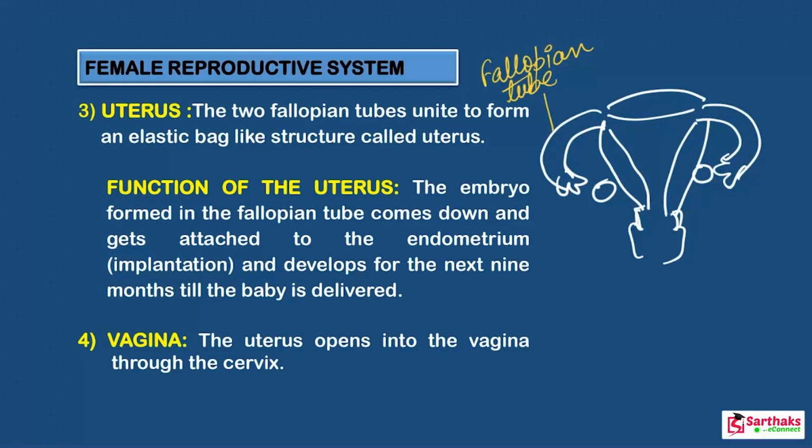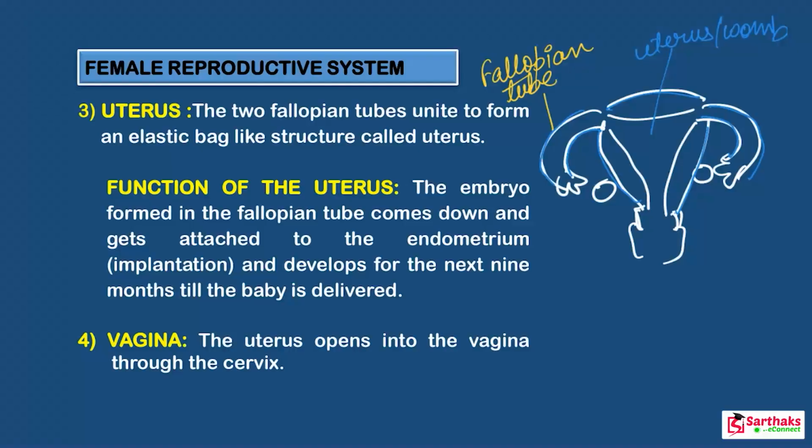Now the next step is the uterus. The two oviducts connect to a bag-like organ. Look at this diagram. These are the two oviducts. Now these two oviducts connect to a bag-like organ, and this organ is known as the uterus, or you also call it the womb. The growth and development of a fertilized ovum, or fertilized egg, into a baby takes place in the uterus.